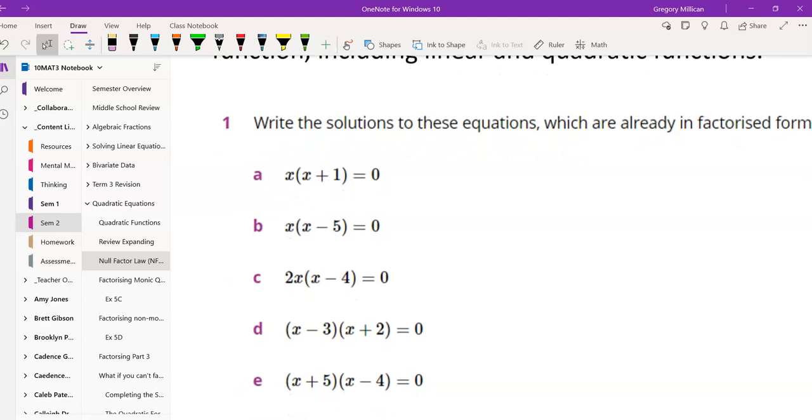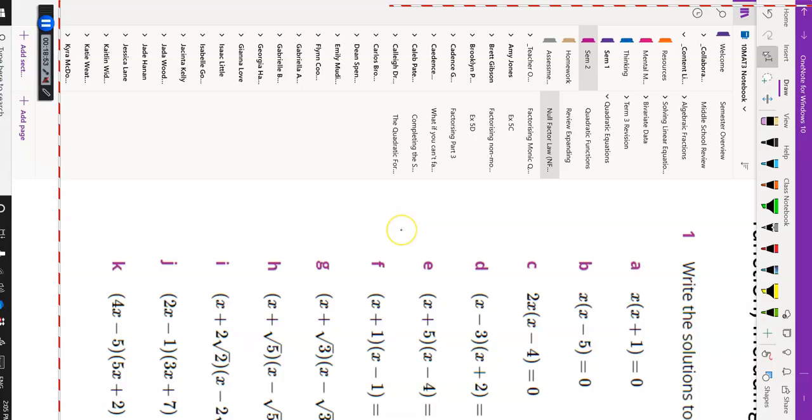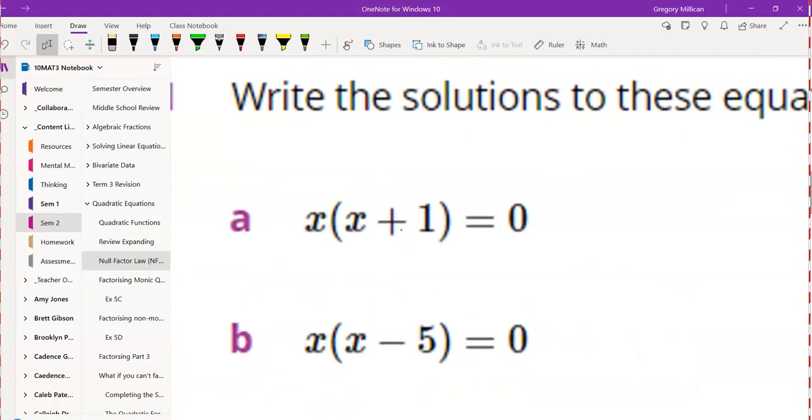You'll notice in every single case, the quadratic itself is factorised already. How do I know that? Look at question number 1. It'll catch up in a second. There we go. How do I know that's factorised? Does that make sense? Compared to what I showed you before, x squared plus 2x minus 3, there are no brackets anywhere. Brackets are the big hint that you've probably already factorised.